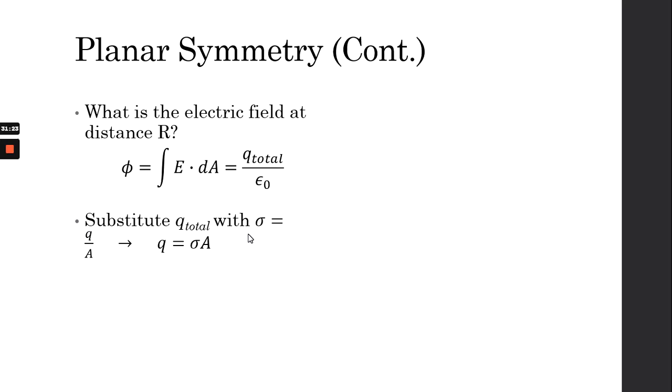And then we have to substitute the Q total, so this is equal to EA in the end. So substitute the Q total with our surface charge density. Surface, because we're dealing with a flat surface. So it's Q divided by A, and we're left with Q equals sigma multiplied by A.